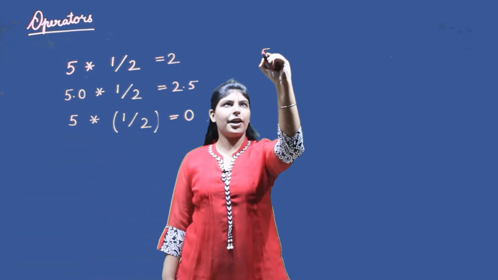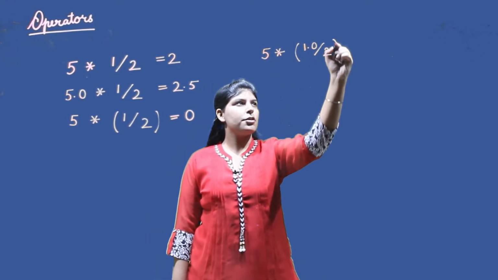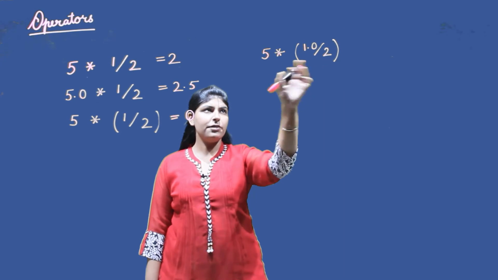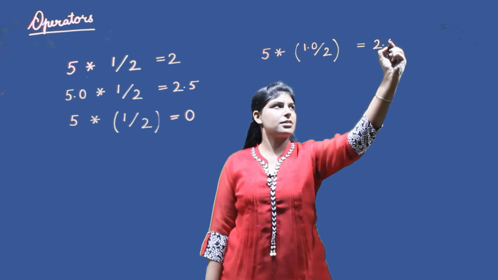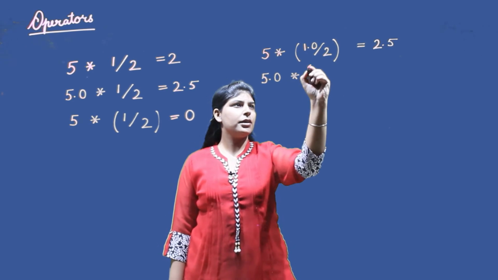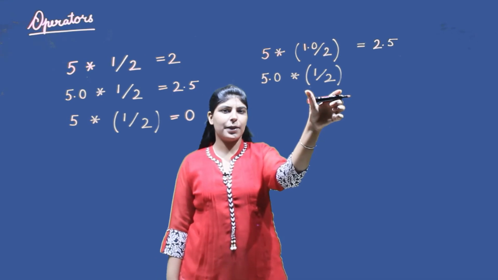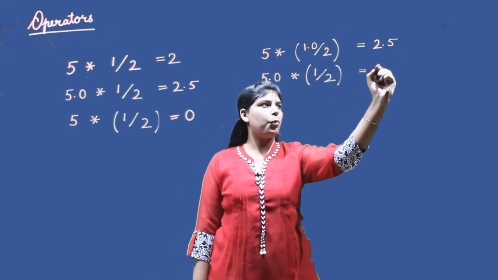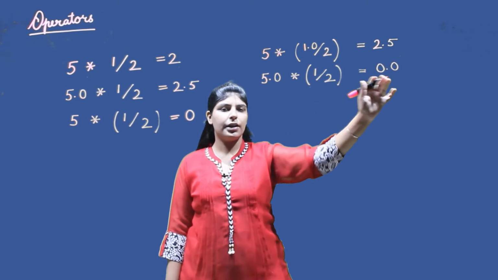If I have 5 multiplied by bracket 1.0 divided by 2, first we will evaluate this. This will give me a double value now, 0.5. 5 multiplied by 0.5, so in this case I will get 2.5 as the answer. Suppose I have 5.0 multiplied by bracket 1 divided by 2. Here first this division will take place, which will give me 0. 5.0 into 0 will give me 0.0, because 5.0 is double, this is integer, so double multiplied by integer is a double value.